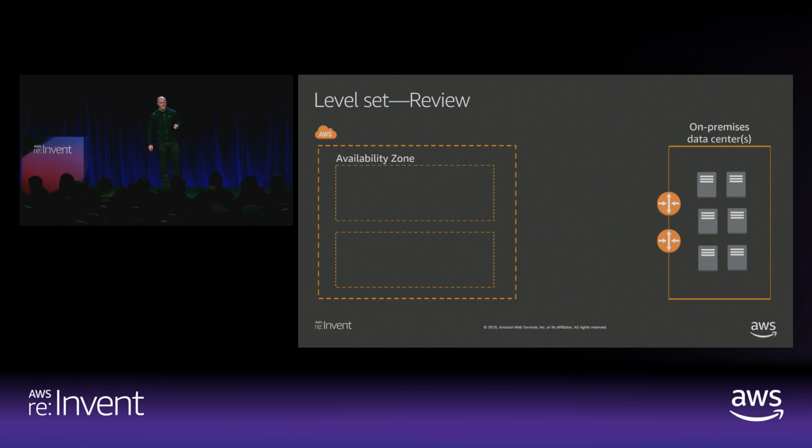Now, these VPCs live in geographic areas, and we call these geographic areas regions. For example, you may be familiar with US West 2, which is in Oregon, or US East 1, which is in Northern Virginia. Now, these regions consist of many physical data centers. And in order to give our customers the ability to allocate resources in the most redundant way possible, we group these data centers into a construct called availability zones.